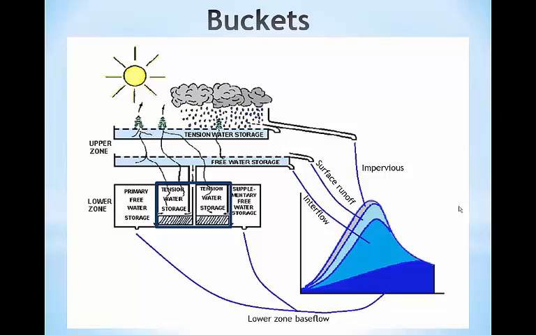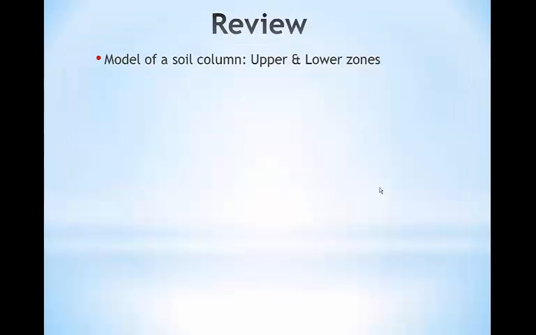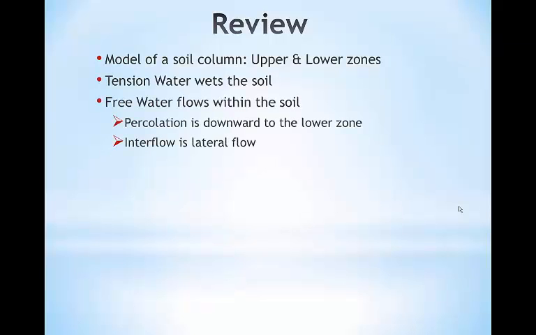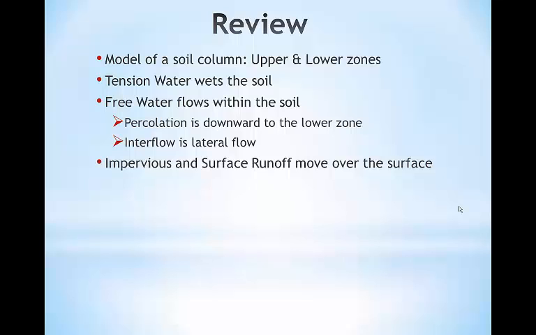To review, the SAC model models a soil column, splits it into upper and lower zones. Tension water just wets the soil. When tension water is full, free water is able to flow in the pore spaces between the soil particles. It flows downward as percolation, and laterally as interflow. And impervious and surface runoff move over the surface.